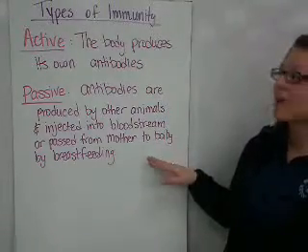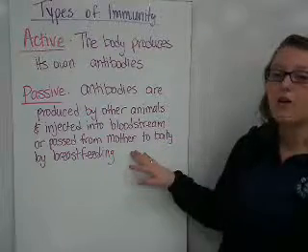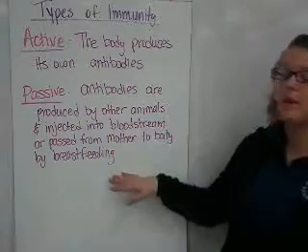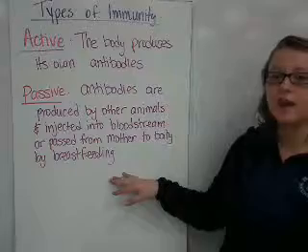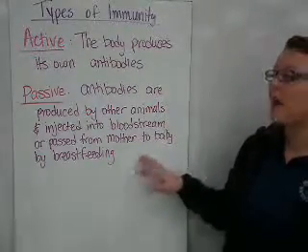Or another way that passive immunity works is when the antibodies are passed from the mother to the baby during breastfeeding. So they're getting those antibodies from something else besides their own body making it, would be passive immunity.